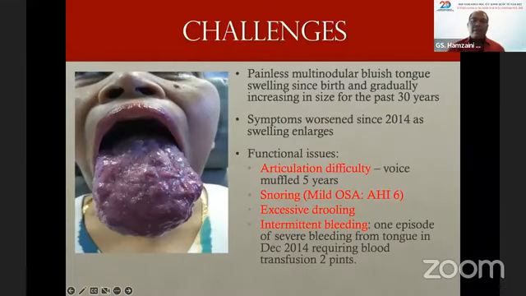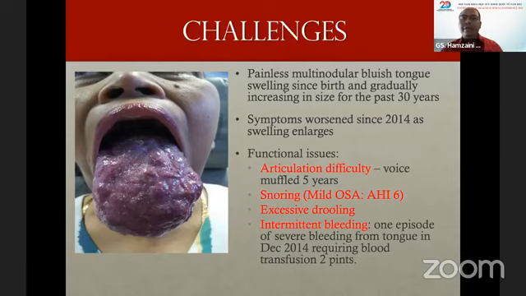This is one of the patients who came to us with a huge swelling of the tongue, and he has a problem with articulation, so he cannot talk properly. He has snoring and also excessive drooling, and sometimes intermittent bleeding, especially when he eats something hard, for example, chicken bone or other things.